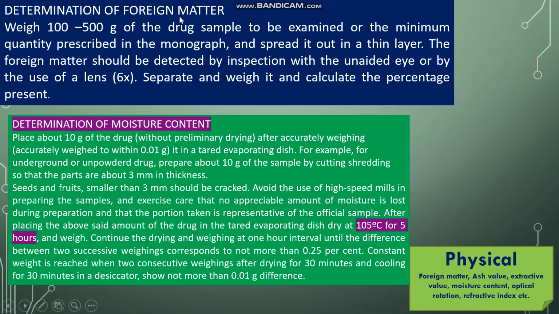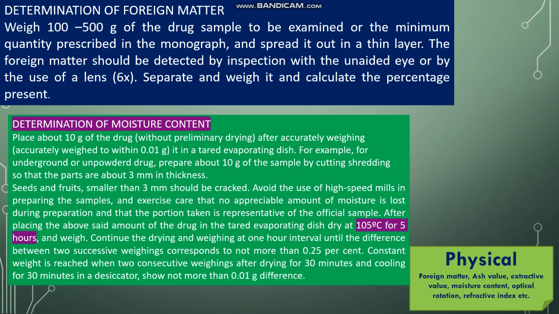Next, the determination of foreign matter. This is a very simple parameter. In this, we look for the different organic content that is present, and it is separated simply by a magnifying glass or naked eye or unaided eye. So in this procedure, we generally weigh about 100 to 500 gram of the drug that we have to examine, and with the help of the unaided eye, or simply using a magnifying glass lens, 6x, we can easily separate out the unwanted material, that is, the material other than the drug.